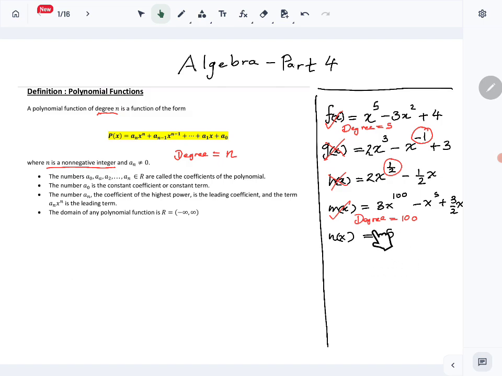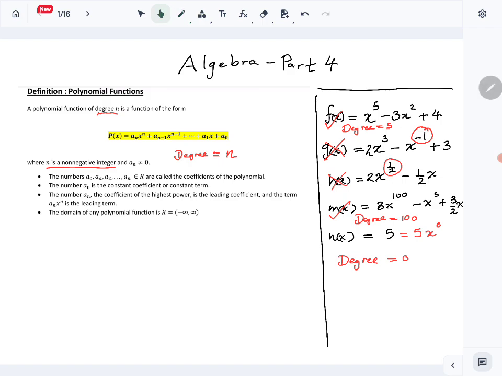Let's look at the final one, 5. Constant is also a polynomial because 5 is the same as 5 times x to the 0 power. Non-negative integers, no? So 0 is a part of that. So this is a polynomial of degree 0, right? So the first thing we need to know is how to identify polynomials. Now we have an idea about that and we know how to identify the degree of the polynomial, right?